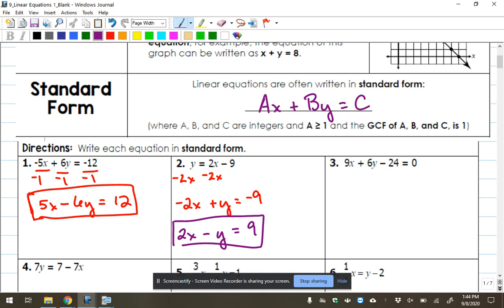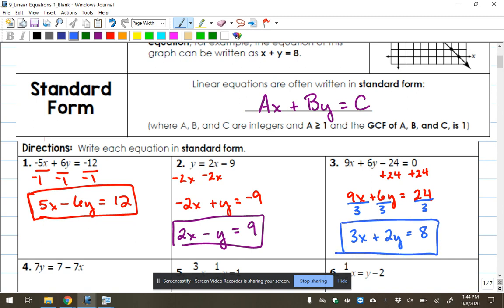Look at number 3. That one's almost standard form. What's in the wrong spot? The C. So let's get rid of that 24 by addition. Get it over there. So we've got 9x plus 6y equals 24. Is that standard form? Everybody's divisible by 3, so we're going to divide them all by 3. That GCF rule kicking in there. Now 3x plus 2y is equal to 8 is our standard form for that problem.